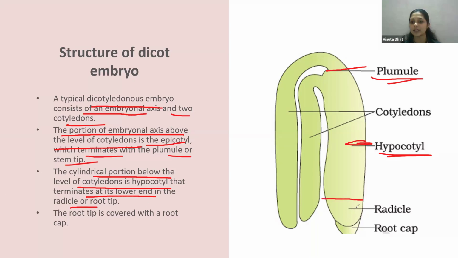The hypocotyl ends here at the radicle, and the root tip is covered with the root cap. This radicle is called the root tip, and the plumule is the shoot tip. The plumule develops into a shoot and the radicle develops into a root. Here it is covered by the root cap.